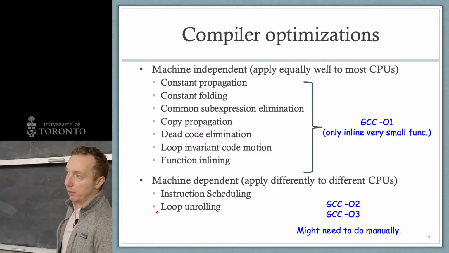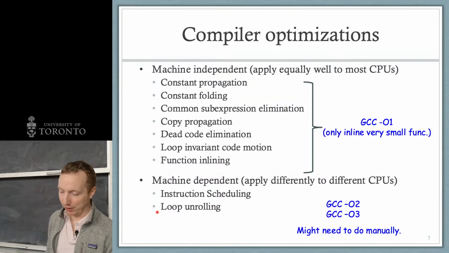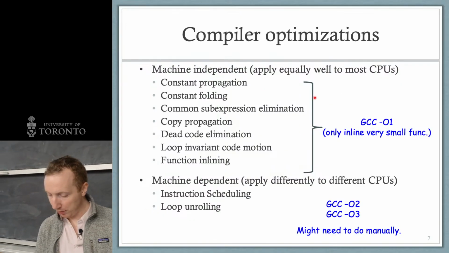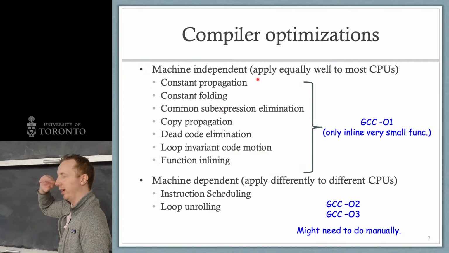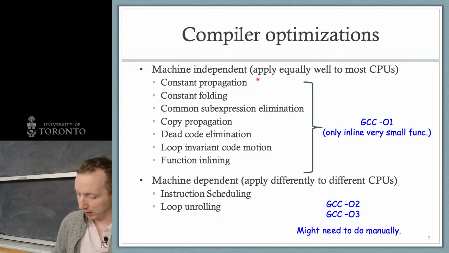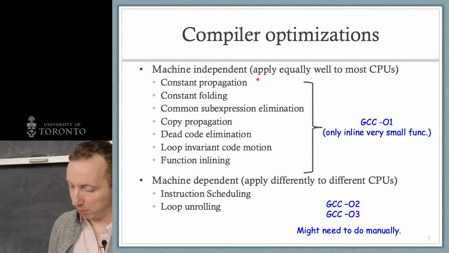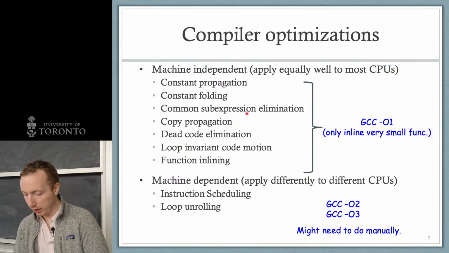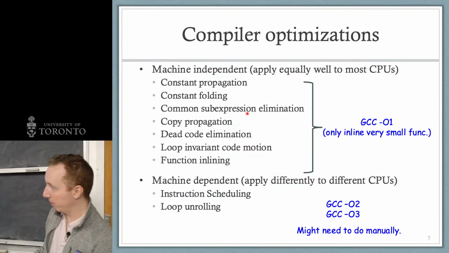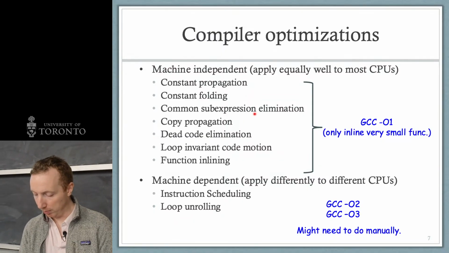All right, then we got into compiler optimizations. We found out that some compilers are better than others at certain things. With GCC or Clang, if you use O1, you get simple things like constant propagation, folding, sub-expression elimination, copy propagation, dead code elimination, loop invariant code motion, which is just moving stuff, and function inlining. It will only inline stuff that it knows is profitable, so really, really small functions like getters or setters, if you're doing it in C++ land.